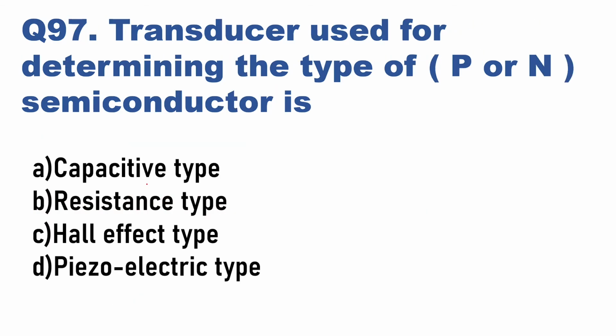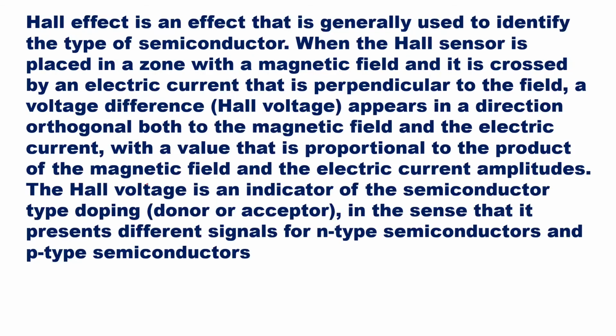A transducer used for determining the type of P or N semiconductor. So a transducer which is used to find whether the semiconductor is P type or N type is called a Hall effect type transducer. So Hall effect type transducer is one which can determine whether the semiconductor is P type or N type. So here we can see the concept.